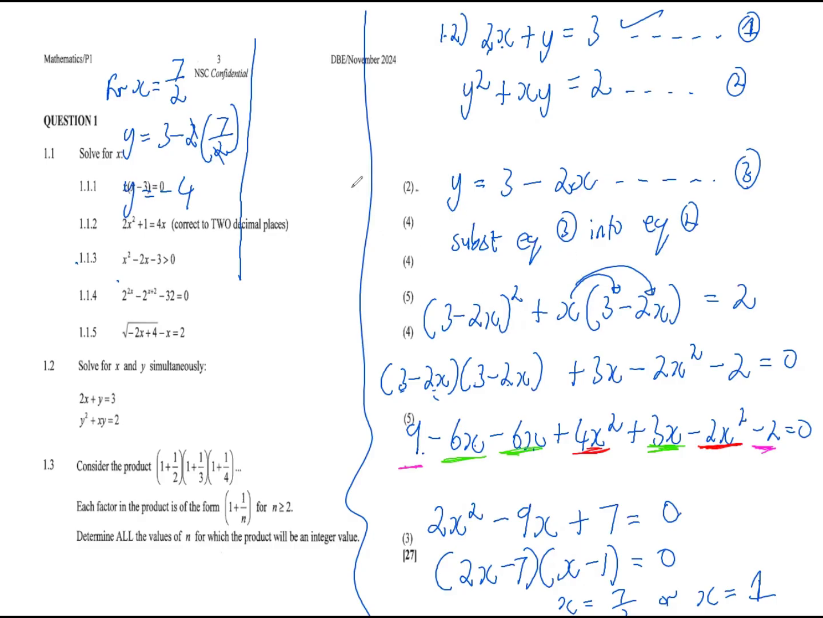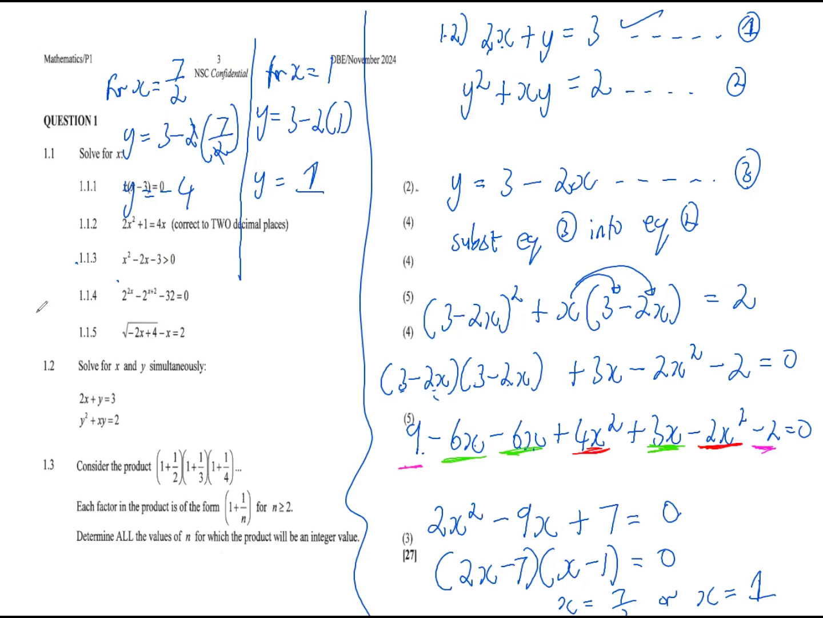Right? And then we have another one. For when x is equals to 1, then that means I will have y is equals to 3 minus 2 multiplied by 1. And then 3 minus 2 is just equal to 1. So there you go. You have your solutions for x and y simultaneously. Right.